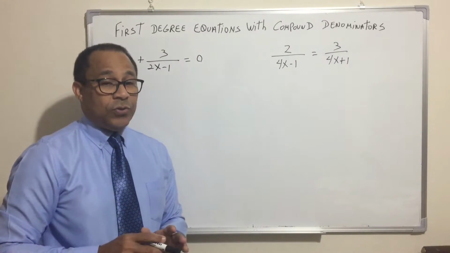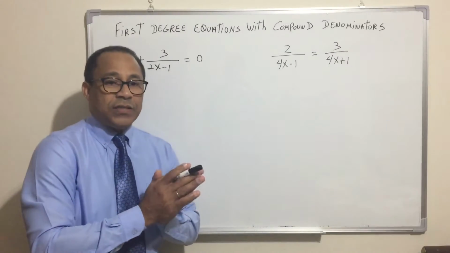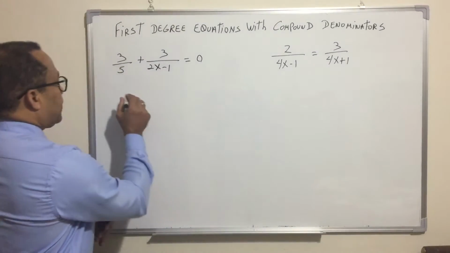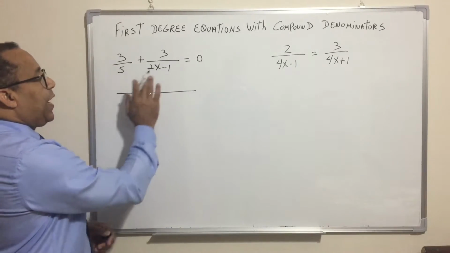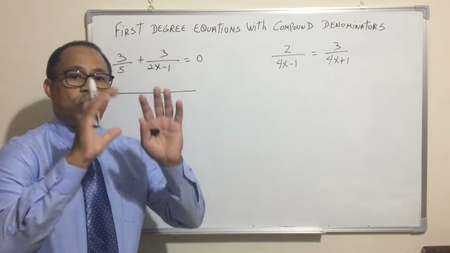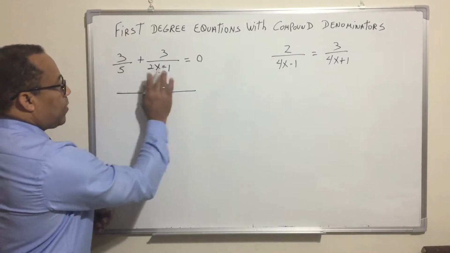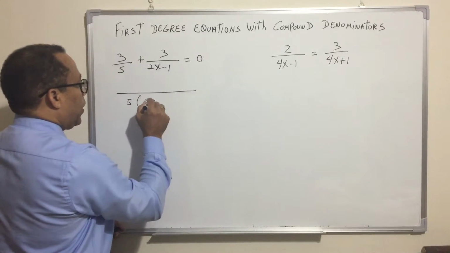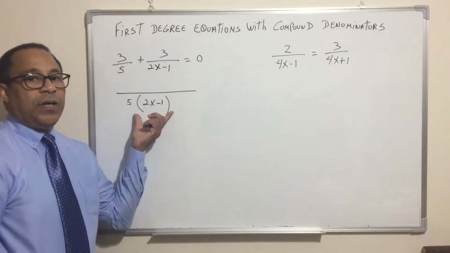If you remember, how you do that is by finding the least common multiple or the least common denominator for the denominators. So what we are going to do is find the least common multiple between 5 and 2x minus 1. The way we do this is just show the multiplication of the two denominators. The least common multiple will be the product of 5 times 2x minus 1. So now we have the least common denominator.